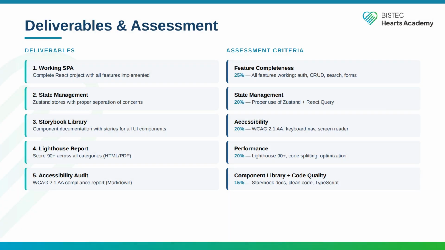5 deliverables. A working SPA with all features. The Zustand stores with proper separation. A Storybook component library. A Lighthouse report showing 90 or higher. And an accessibility audit report.